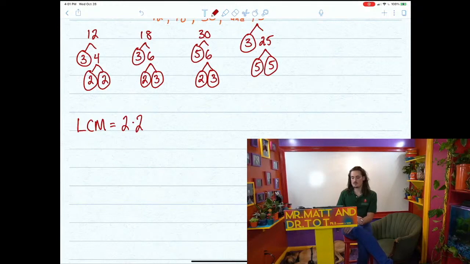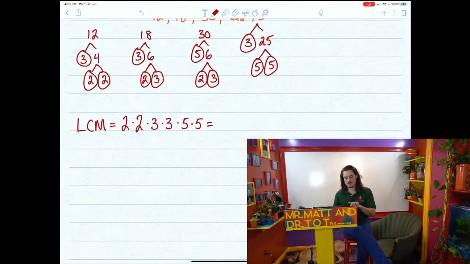Now moving on to 3. 3 occurs once in 12, twice in 18, once in 30, and once in 75. So 2 is the most number of times that 3 is used in any one factorization, so I'm going to take 2 3's. And then we just need to consider 5. 5 is used 0 times in 12, 0 times in 18, 1 time in 30, but 2 times in 75. So I'm going to take 2 5s because 2 is the most number of times that 5 is used in any one factorization. So if we were to multiply these values together, we would get 900. So the least common multiple, the smallest value that 12, 18, 30, and 75 can multiply into exactly is 900.